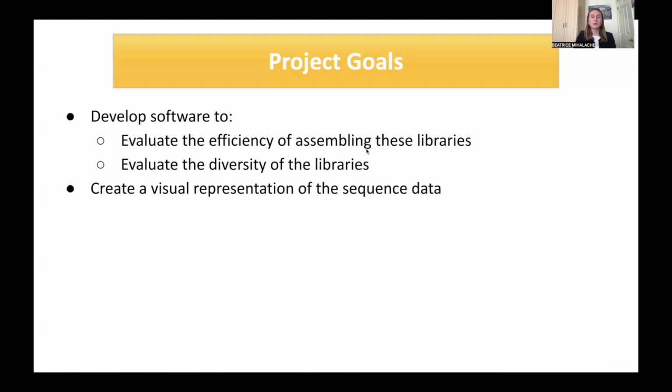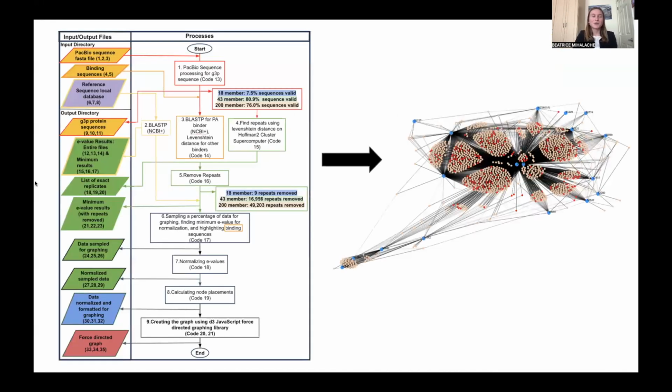So the project goals were to evaluate the efficiency of assembling the libraries, as well as the diversity, and create a visual representation of the sequence data. So this is my overall pipeline I created, and it resulted in a force-directed diagram that looks like this, and I'm going to break it down.